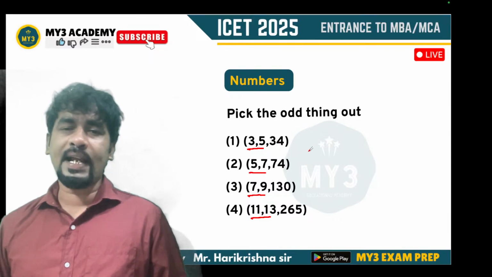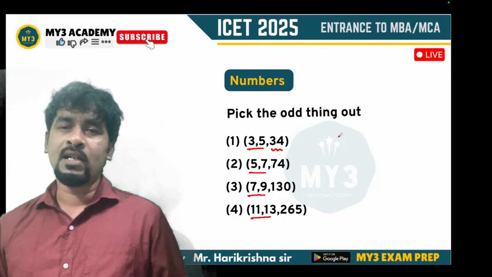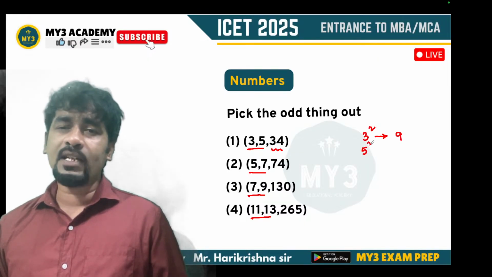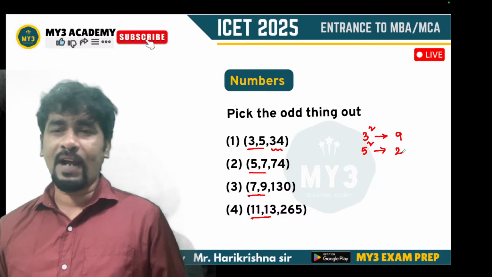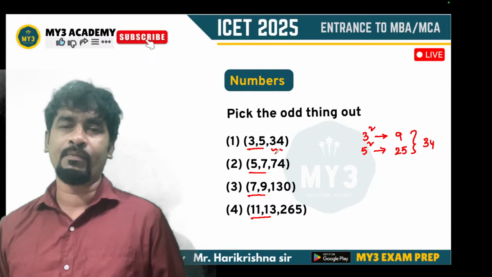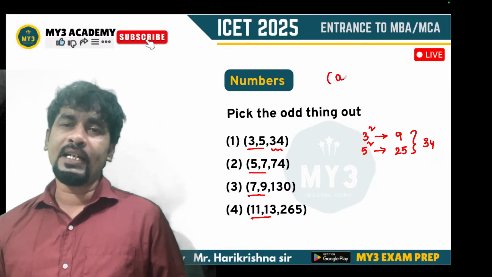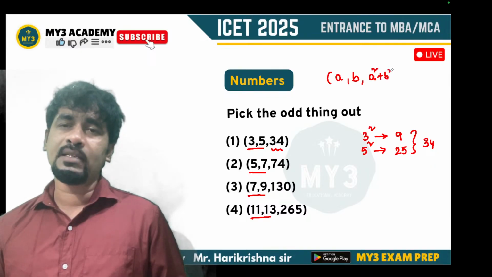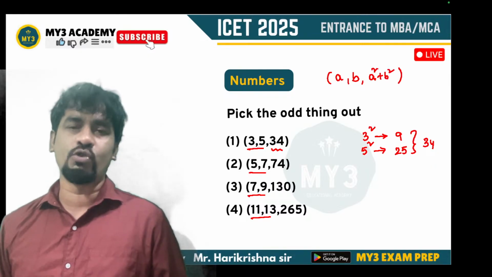Okay, most of you are saying option 4. Let's look at what is the logic of getting 34. You are able to see 3, 5. You take the square of 3 which is 9. And if you take the square of 5 which is 25, 25 plus 9 is equal to 34. They have taken that here. That means the pattern here is A comma B, and the third term is the sum of the squares of those two numbers.